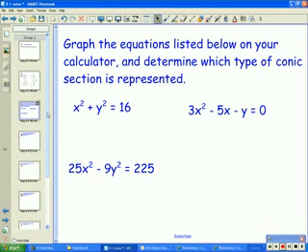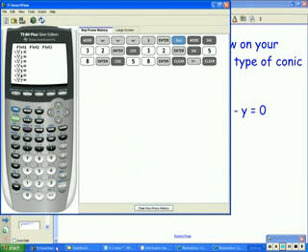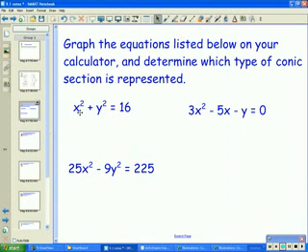Okay, so into the math. Graph the equations listed below on your calculator and determine which type of conic section is represented. So we're going to pull up our calculator, and we're going to type this in. It's x squared plus y squared equals 16. Whoops, we can't type y squared in. We could type in x squared, but we can't type in y squared. So what we're going to have to do is go back to here and solve for y. So for each of these, let's solve for y.